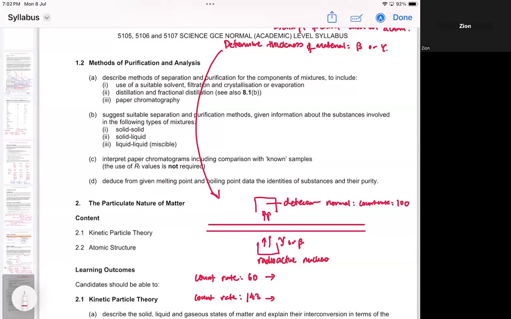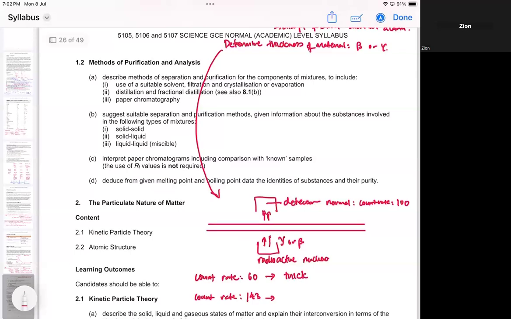Then 143. 143 is too thin, because normally it should only be 100. So if more particles go through, that means most likely the material is too thin. So from here, you can roughly estimate that this part of the material is too thick, and when the value increases by too much, it should be too thin.